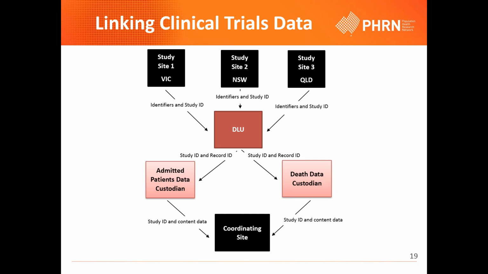We were just talking about the other models that could come up in this scenario. You could start off having a coordinating site up the top, so the study sites would feed initially into the coordinating site, and then the coordinating site would send the identifiers and the study ID to the data linkage unit. That is another way of doing it. You will always have to, at some stage, provide identifiers and the study ID to the DLU. So it can either come from the study site.